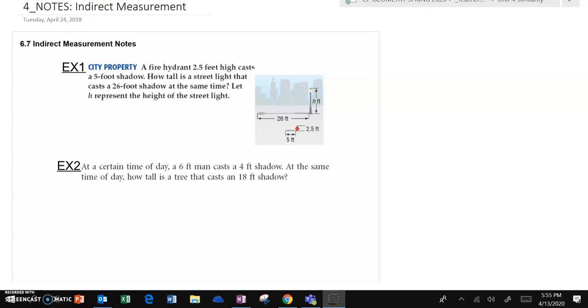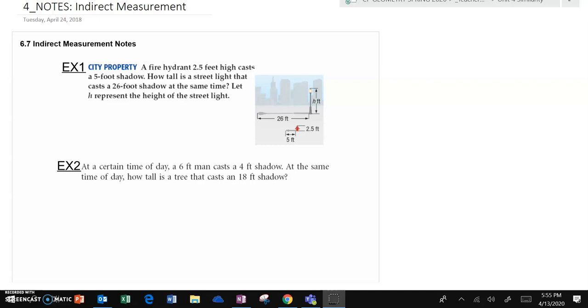Hey guys, today we're going to do a lesson on indirect measurement. An indirect measurement is used when it would otherwise be difficult to measure the height or the length of something. And what we'll do is we'll use similar triangles in order to find that length or that height. So let's look at example one.